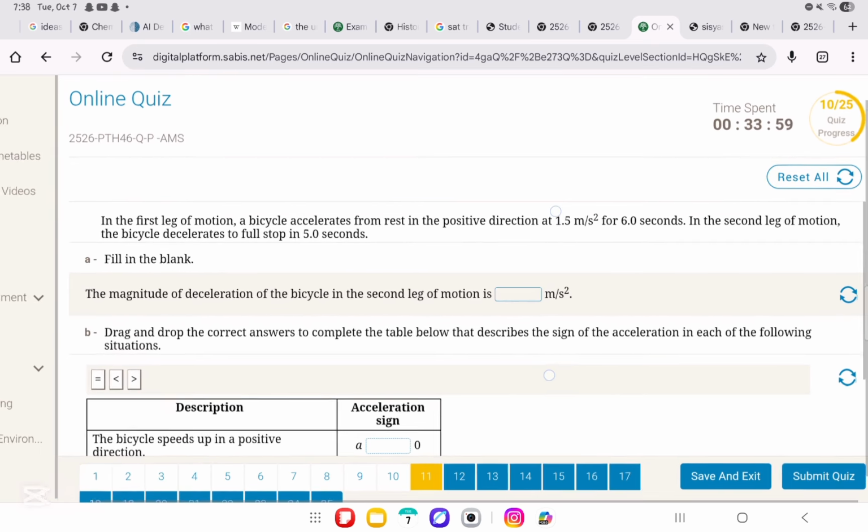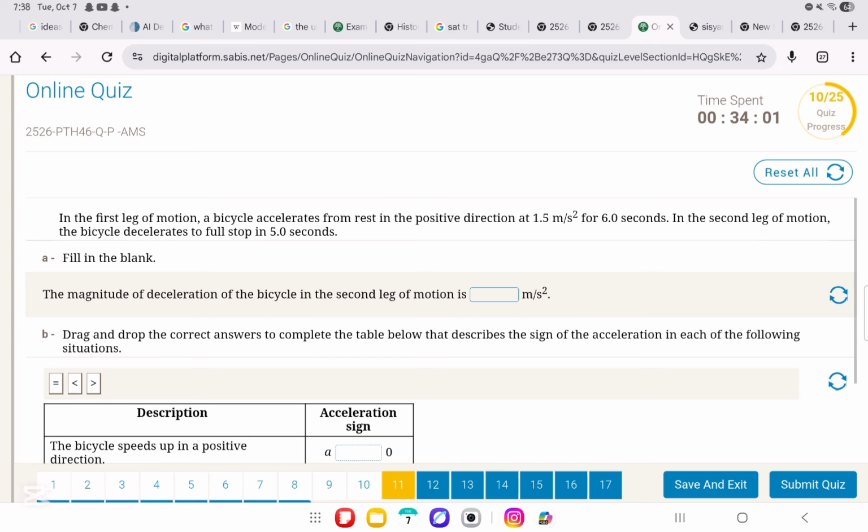Perfect. I remember this question from last year. It's a very nice question. In the first leg of motion, a bicycle accelerates from rest. So let's draw what we're dealing with. From rest, the bicycle accelerates, and for how many seconds? For 6 seconds. And what is the value of the slope or the acceleration? It's 1.5 meters per second squared.